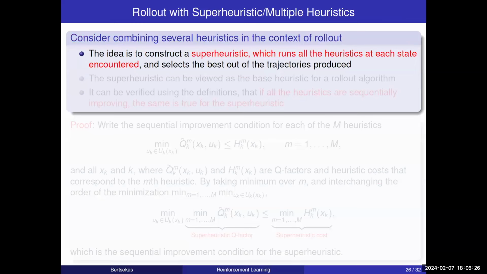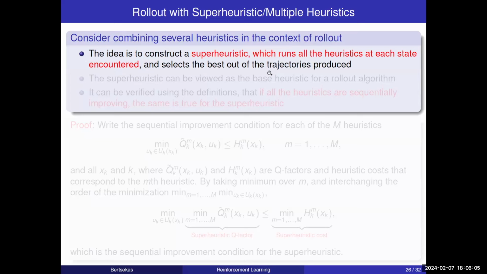All right. The next variant is called rollout with a super heuristic. Depending on what your problem is, it may not be obvious which is a good heuristic to use as a base policy for your rollout algorithm. In fact, there may be multiple heuristics that work better under certain parameter settings of your problem. So one idea is to combine several heuristics into a super heuristic, which runs all of the heuristics at each state encountered and selects the best out of the trajectories produced.